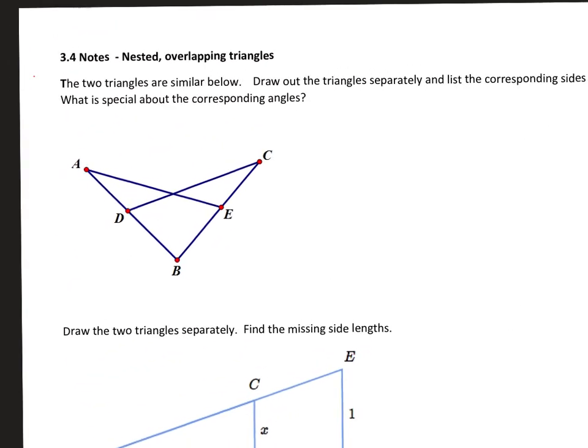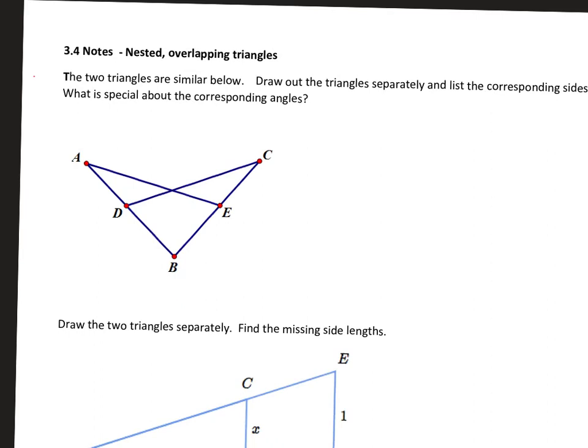In this lesson, we're going to look at overlapping triangles. What I would do is, if I know the two triangles are similar, draw out the triangles separately and list the corresponding sides and angles. What is special about the corresponding angles?